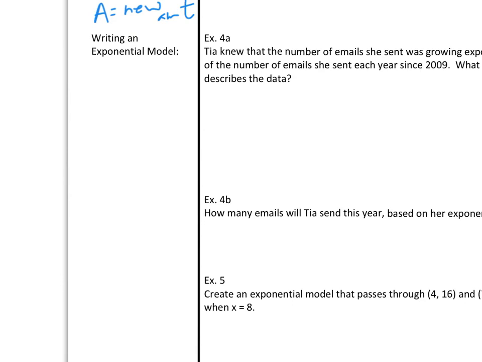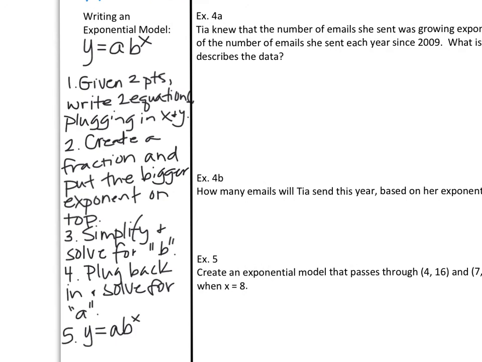Stepping away from interest formulas, the last part of 6.2 will be simply writing exponential models. You'll be given certain information, which usually gives you 2 data points. And within those data points, you can write an exponential model following these steps. You want your equation to look like y equals a times b to the x when you're done. Whoa, and just like that, there are 5 steps for you.